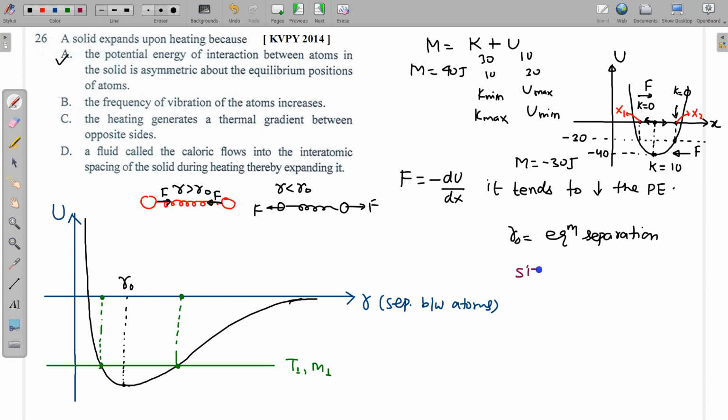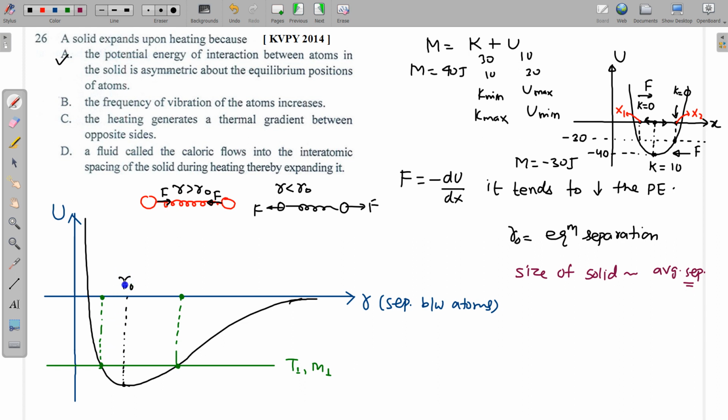The size of molecule, the size of solid will be determined by average separation between the atoms. If we change the temperature and if thermal expansion happens, then average separation between the atoms should be increased. So size of solid should be a reflection of the average separation. And is this average separation equal to R naught? Let us try to find this.